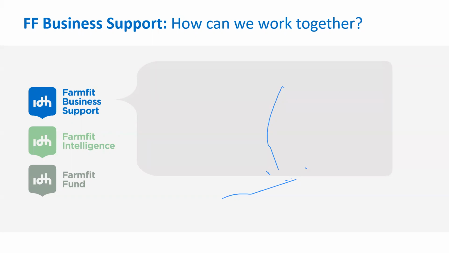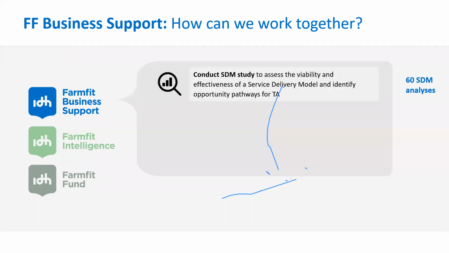So when we look at how we can work together, or how you as a program can work together with us, there's a couple of elements to this. So first of all, we can do an SDM study for you. And as part of this SDM study, we can help you to identify really clear pathways of potential TA projects and understanding really what's effective, efficient, and then sustainable in the long run.